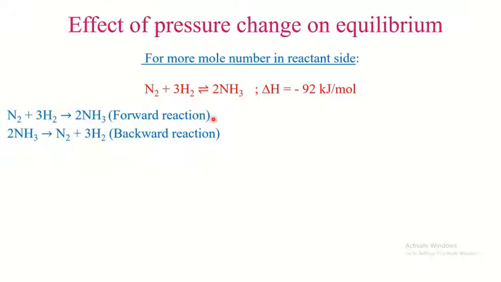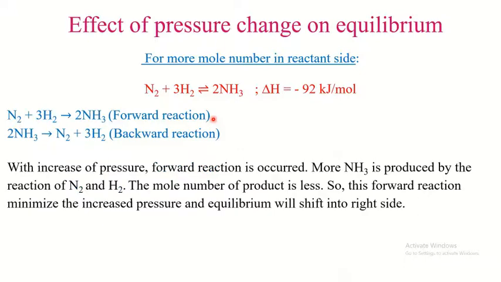So when the mole number of reactant is more than product, then with increased pressure, the forward reaction rate is increased. So more ammonia is produced by the reaction of nitrogen and hydrogen. The mole number of product is less. So this forward reaction minimizes the increased pressure and equilibrium will shift to the right side.